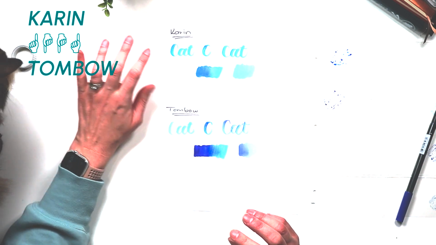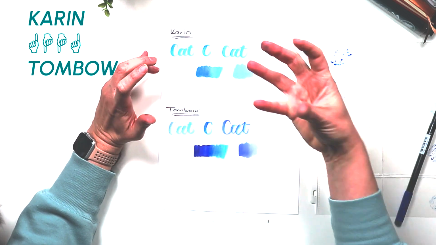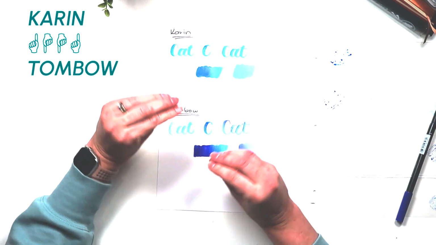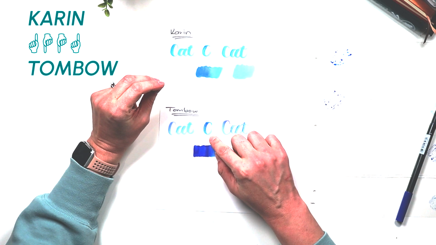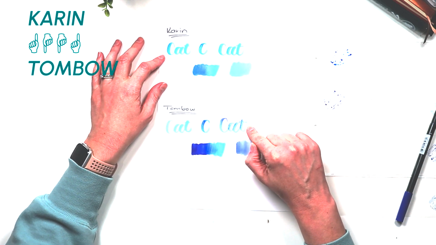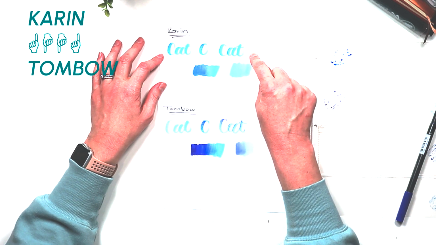So the Karins are super juicy and have a lot of movement in terms of the ink sitting on the page, versus Tombow dries a little bit quicker, so you have a little bit more control over where the ink goes. And then this is the pickup method. Honestly, I do not like how the Tombow looks, but I love how the Karin looks.